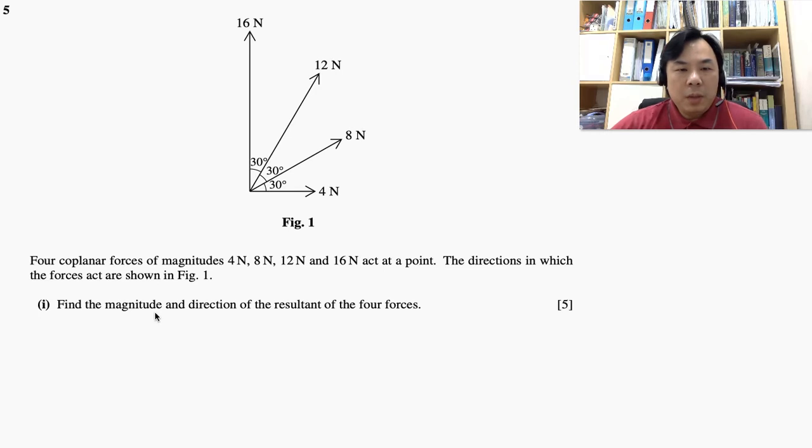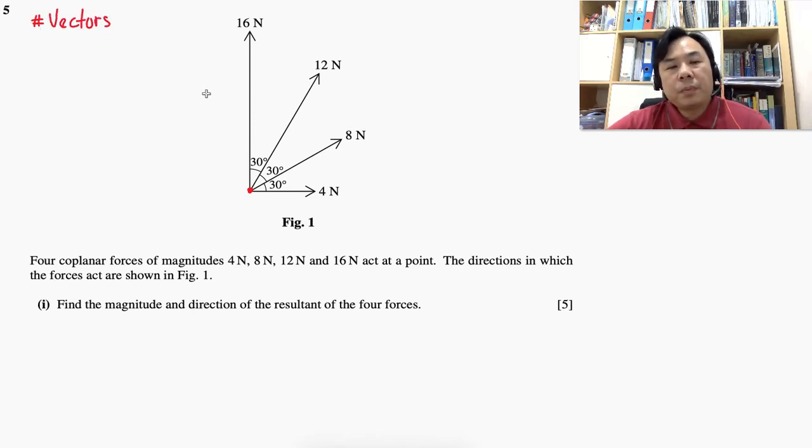Now we need to find the magnitude and the direction of the resultant force of the four forces here, acting at a point. So the point that all the forces are acting on is here. Now the usual way is, there are two methods here, so I'm going to show them to you. The first method is my favorite, vectors. So I'm going to use the first method, vectors.